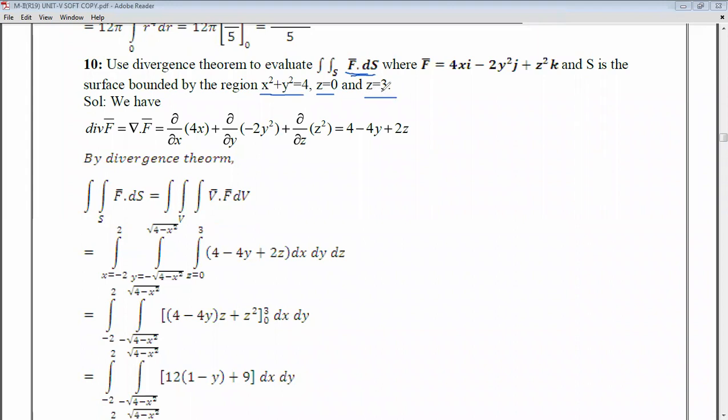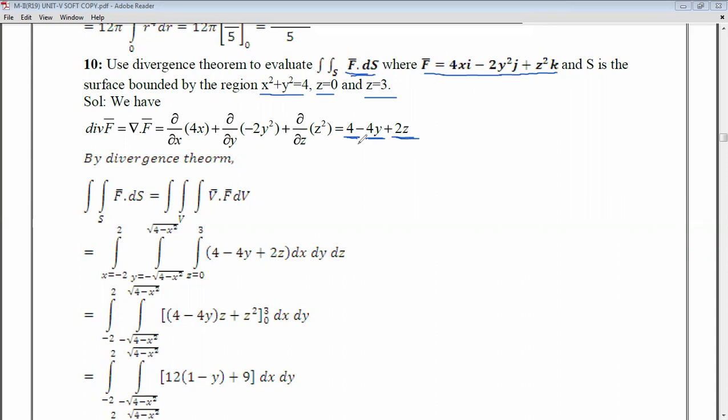Okay, so here, first we need to find the divergence of f bar. This is the vector f bar, and you need to find the divergence. Dou by dou x of 4x, dou by dou y of minus 2y square, and dou by dou z of z square. With respect to x it is nothing but 4, this is nothing but minus 4y, and this is nothing but 2z. So simply we got the divergence of f bar equal to this.